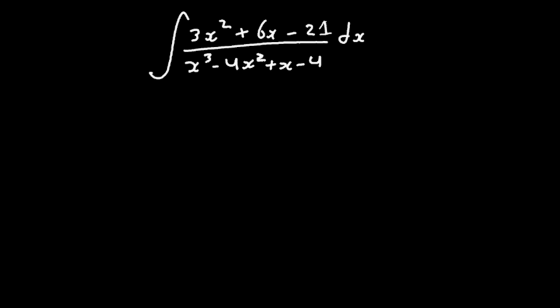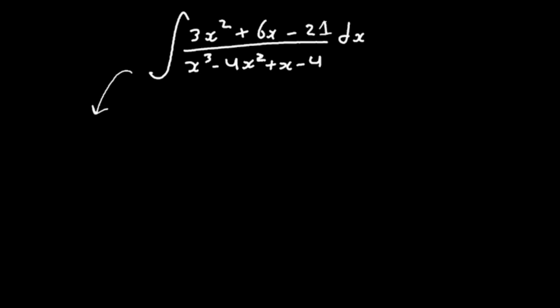First we have the integral of 3x squared plus 6x minus 21 over x cubed minus 4x squared plus x minus 4 dx. When you have an integral like this with a rational function that you don't know how to integrate by itself, you want to use partial fraction decomposition.